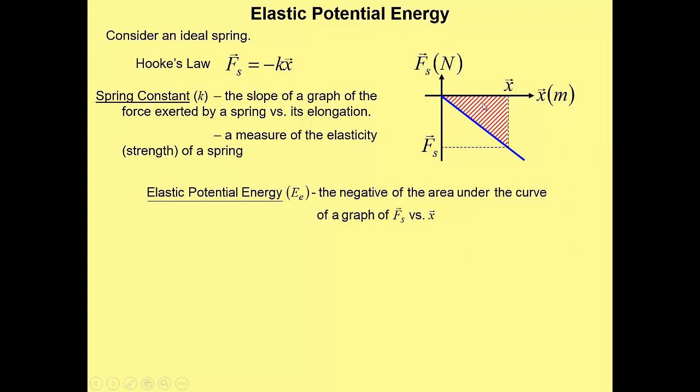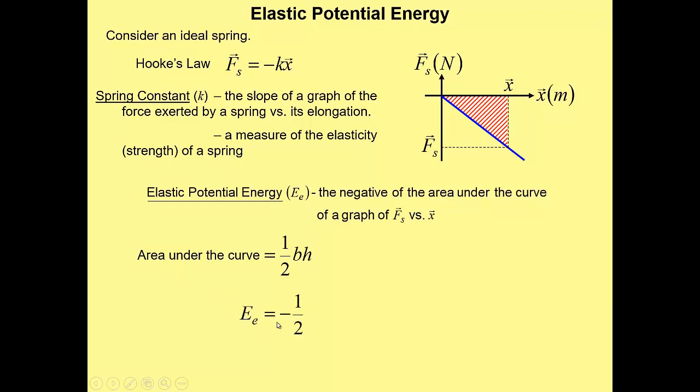And we know how to find areas of triangles. In fact, we did a whole lab on it at the beginning of the year, right? We found that the area of a triangle is simply 1/2 its base times its height. So using that fact and what we have on the graph, we can create a math model. Now, the elastic potential energy is the negative of the area under the curve.